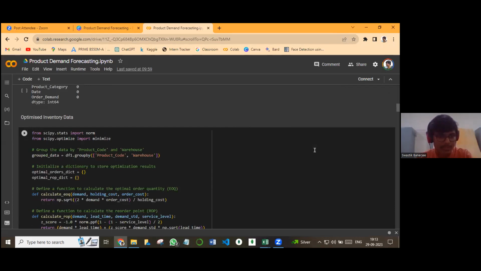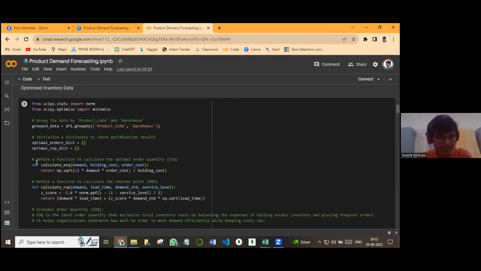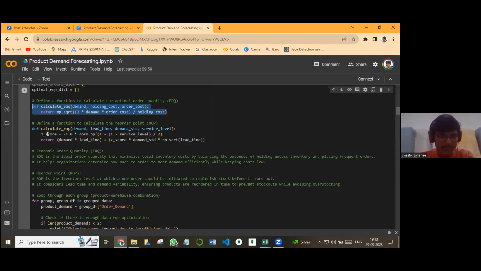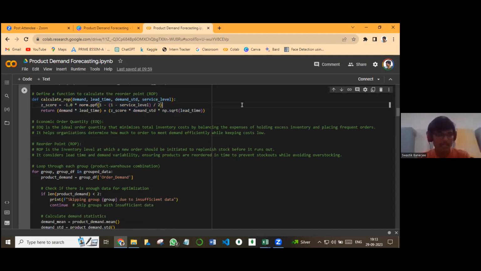So we have calculated the EOQ value, which can be derived from this formula. We have calculated the ROP value, which is derived from this formula. EOQ is nothing but economic order quantity, which is the ideal order quantity that minimizes the total inventory cost by balancing the expenses of holding excess inventory and placing frequent orders. That is EOQ for you.